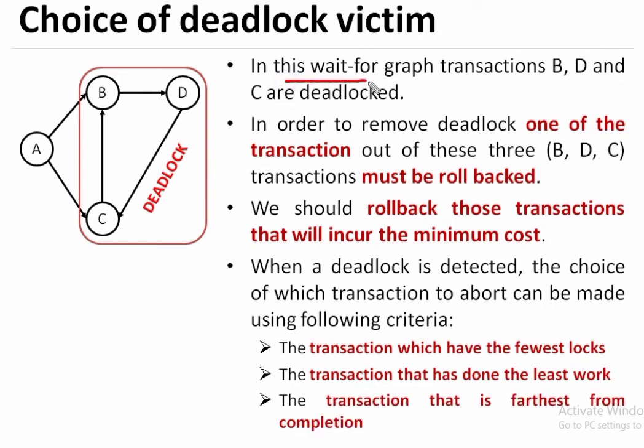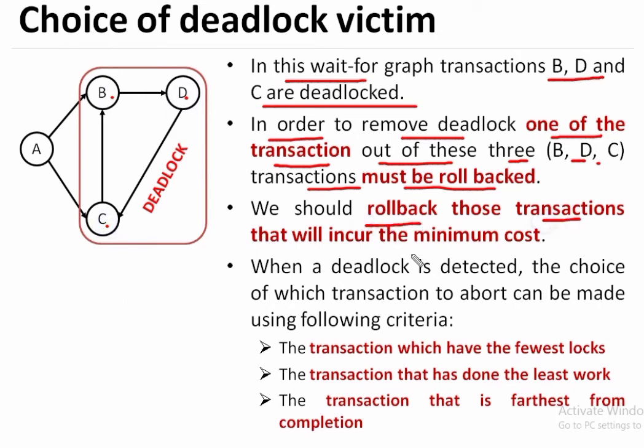So in this wait-for graph, transactions B, D and C are in a deadlock. In order to remove the deadlock, one or more of these three transactions, B, D and C, must be rolled back. So either B may be rolled back, D may be rolled back, or C may be rolled back. We should roll back those transactions that will incur the minimum cost. So out of these three transactions, which transaction do we have to roll back, which has the minimum cost?